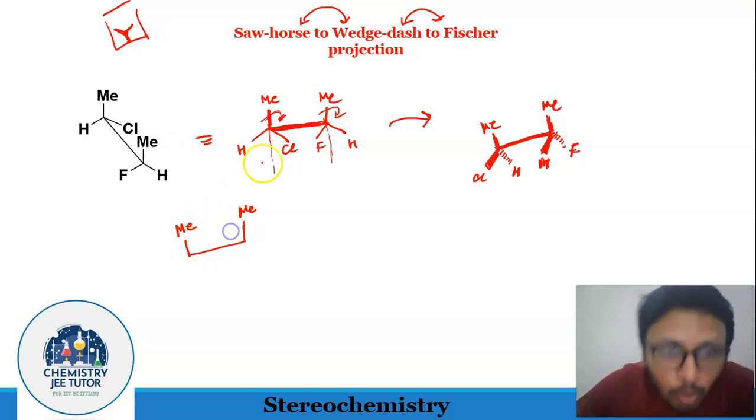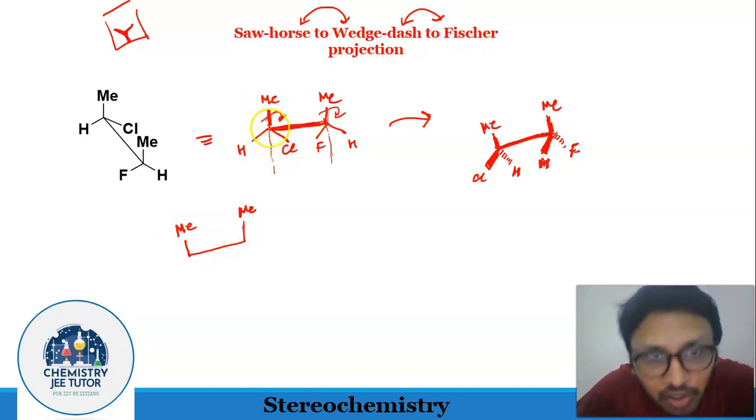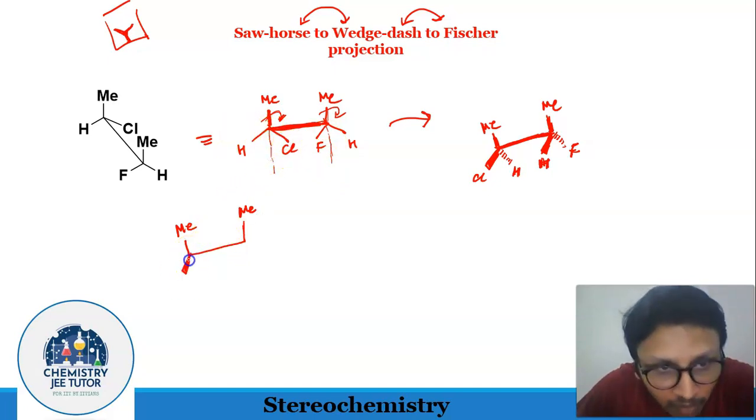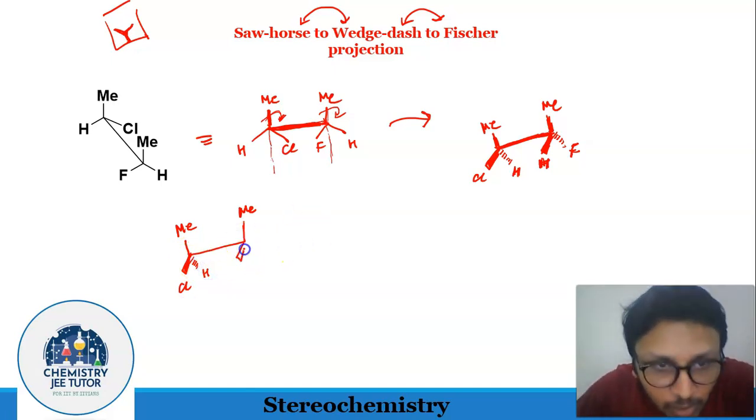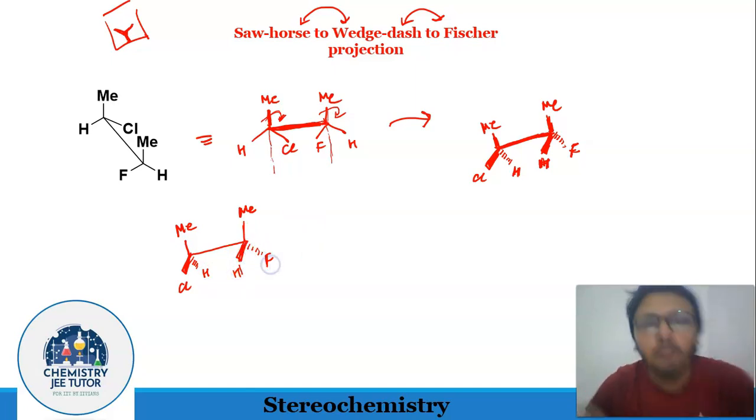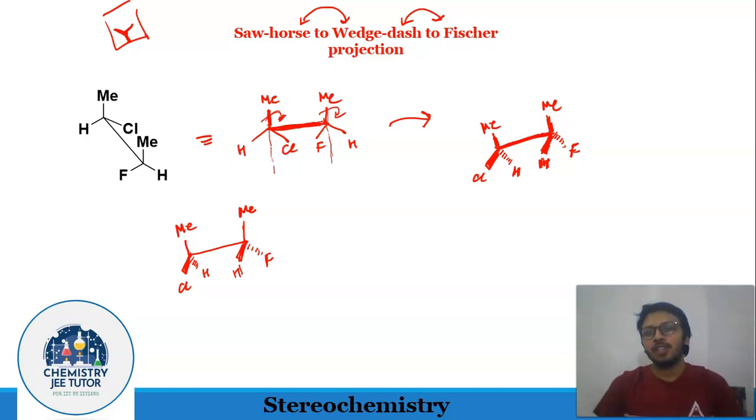Then I go to the sawhorse projection. I draw a straight line from the tail extending through the head, to the middle of the head. Both sides I do it. And then I see whichever substituent is on the right hand side goes above the plane, and the other substituent goes below the plane. Again, whichever substituent is on the right hand side goes above the plane. The other goes below the plane. We have our wedge dash projection. Simple enough. Now we have to convert this into Fischer.